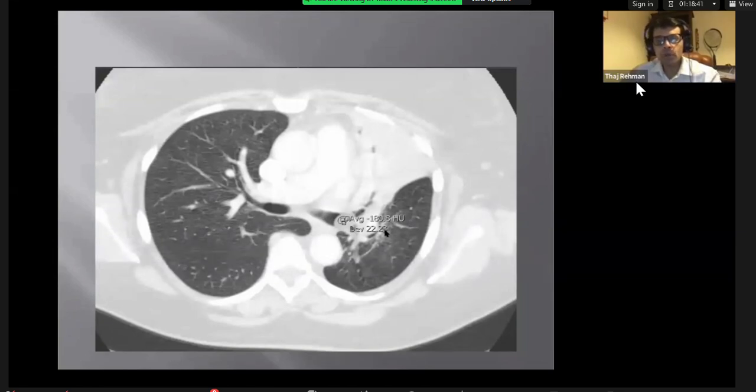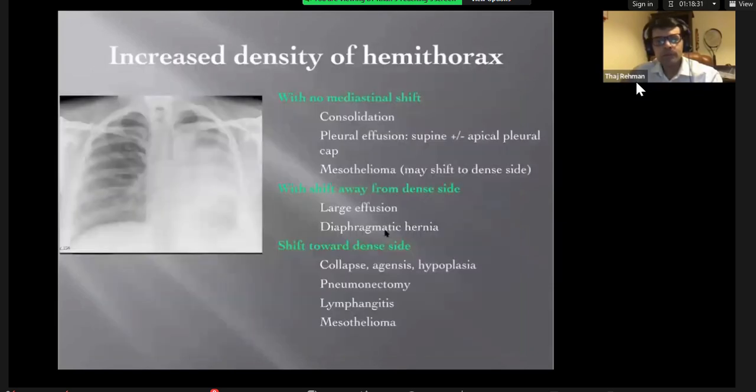The most common differential of an endobronchial abnormality, as we said, is carcinoid. But this was a rare case of endobronchial lipoma. Very good for the patient. You did make the diagnosis. Very good. We'll go to the next one.